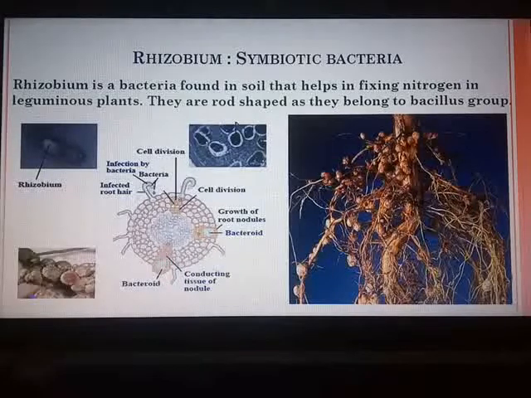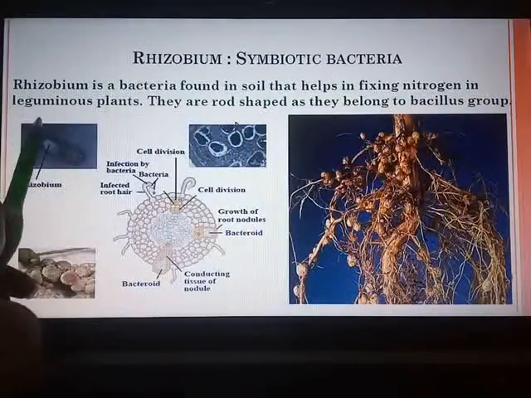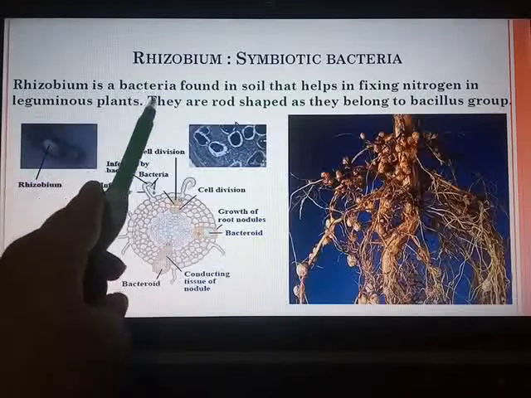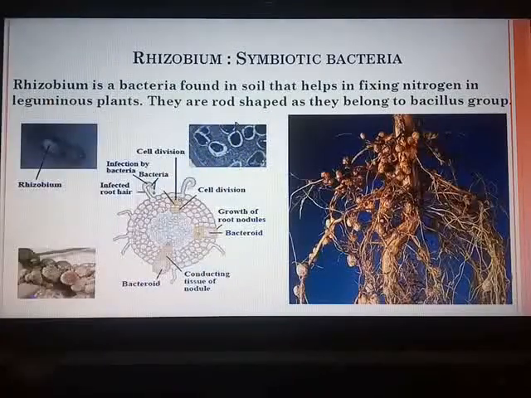Gram-negative. Just now, in the beginning, I told you the difference between gram-positive and gram-negative bacteria. Now this Rhizobium is a bacterium found in the soil that helps in fixing nitrogen in leguminous plants. They are rod-shaped. Why rod-shaped? Because they belong to the Bacillus group. You can see here the structure of Rhizobium.